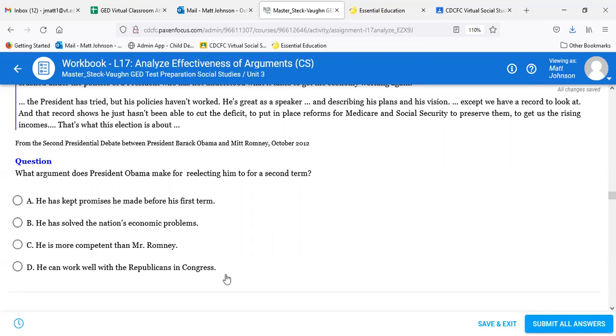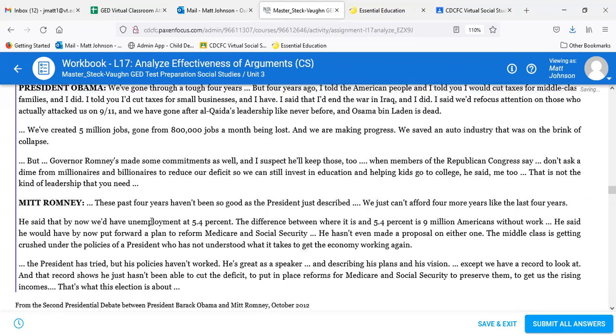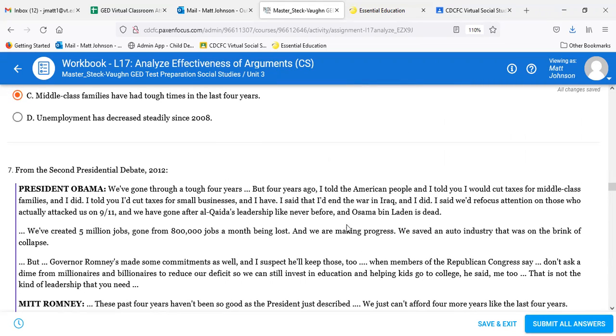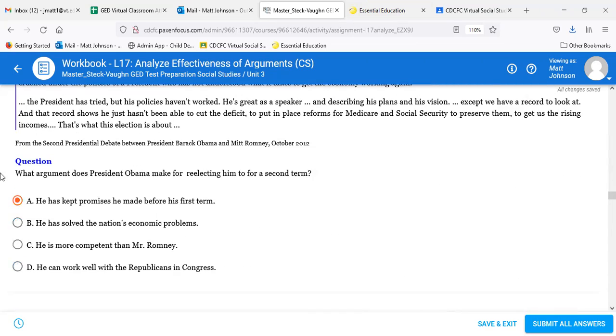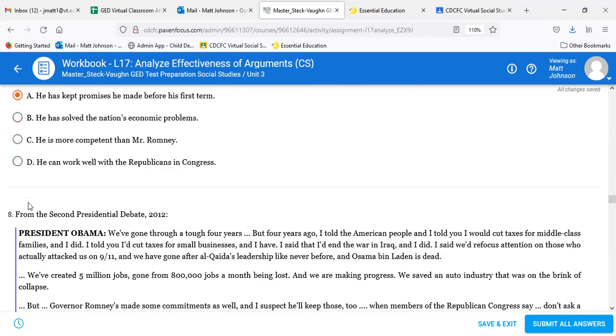A. Yeah, A. So he kept promises he made. And that's part of his argument there. Why do you want to reelect me? So I told the American people, and I told you I would cut taxes for middle-class families, and I did. I told you I'd cut taxes for small businesses, and I have. So he's showing there the promises that he kept during his campaign. I told you I was going to do this, and that's what I did. So that is A for number 7.